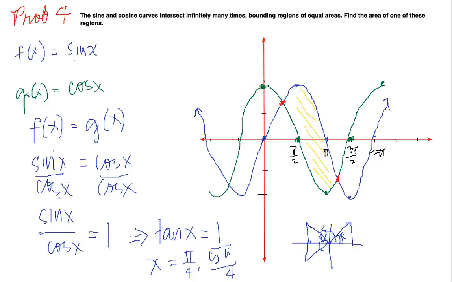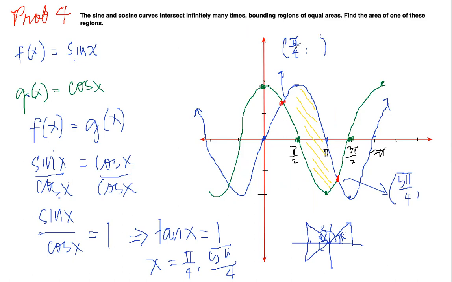Okay, so let's go back. So we already identified that the point here is pi over 4 and here, let me erase, that's 5 pi over 4. Okay, so this is equal to what?